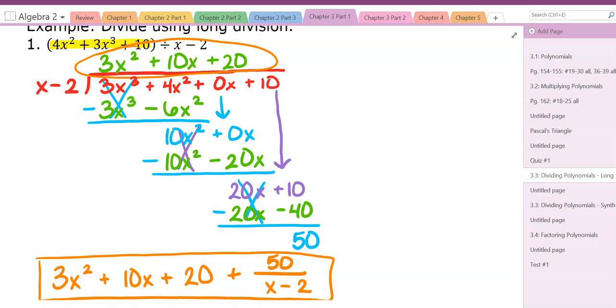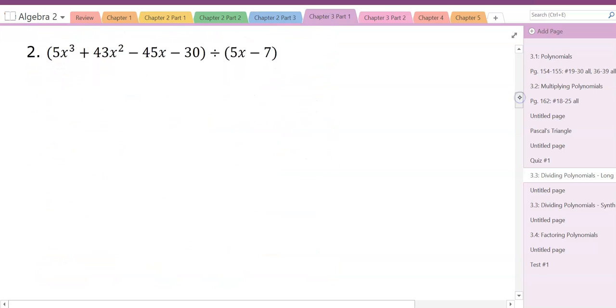You're just constantly trying to figure out this quantity times what, and you've got to figure out what piece is needed to get something in that problem. Let's do another one here together. Let's look at the second one in your notes there. This one we have 5x to the third plus 43x squared minus 45x minus 30 is trying to be divided by 5x minus 7. So look at that big polynomial.